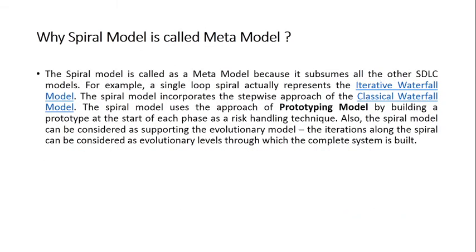Then another important feature of the spiral model is that it is called a meta model. Everyone is familiar with the term metadata. If I ask what metadata is, it is data about data. Data about data means it provides us information related to some data. So if I say meta model, what is assumed? We'll say it is a model about models. Model about models means that the spiral model includes every other model in itself.